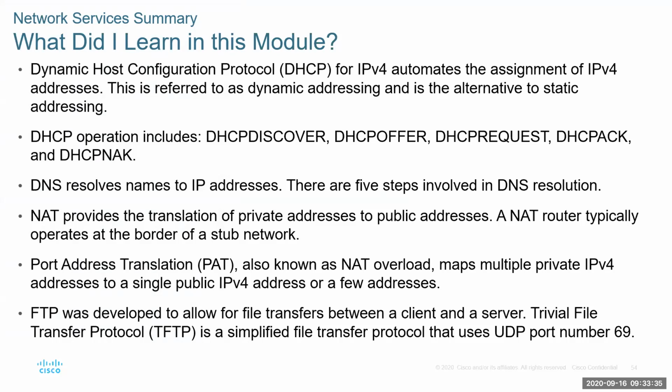So DHCP operations, you do a discover, offer, request, acknowledge, and then a NAK. You also have DNS, which will resolve names to IP addresses. NAT, which is going to do network address translation of private IPs to public IPs. Typically, this is done at the border of the stub network or wherever you're connecting to your ISP. You can also use PAT, which is known as NAT overload. This just allows you to map multiple private IPv4 addresses to a single public IPv4 address or maybe a couple addresses, but uses port translation so that you can use multiple ports on the inside.